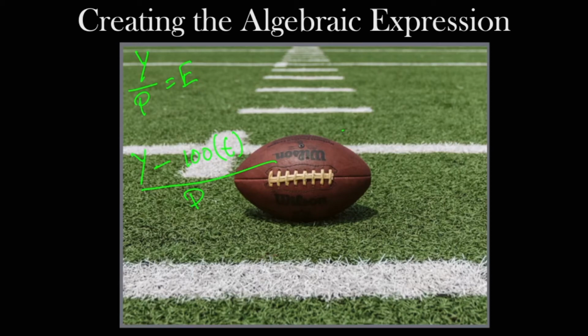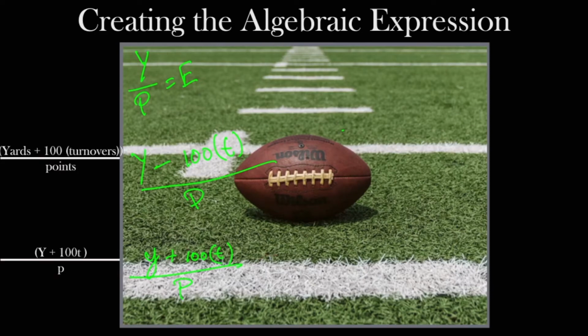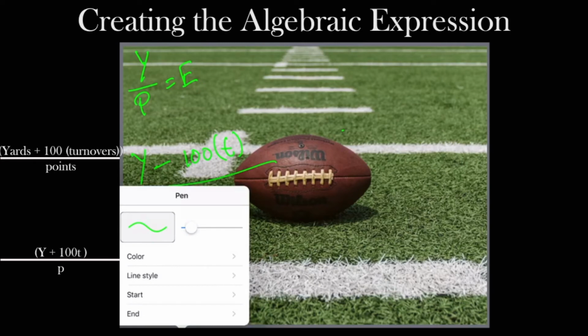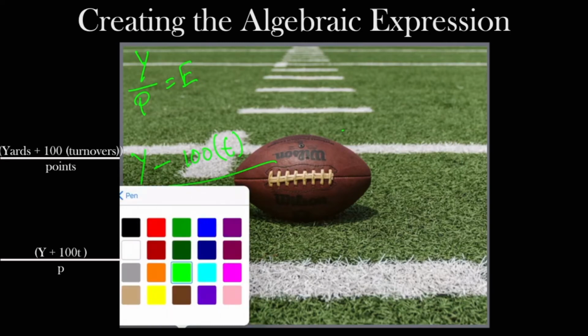So another student said, let's add the yards for turnovers to the total yards. So we changed it and we came up with yards plus 100t, 100 points for every turnover, divided by points. And that worked. We tested it and it was great. So what does it actually look like? It was this.